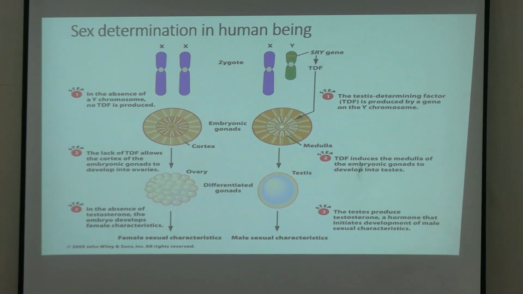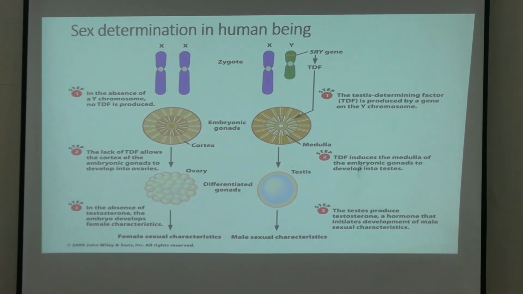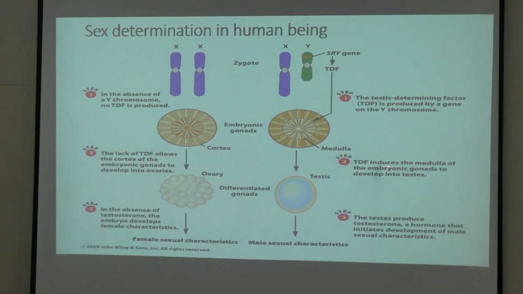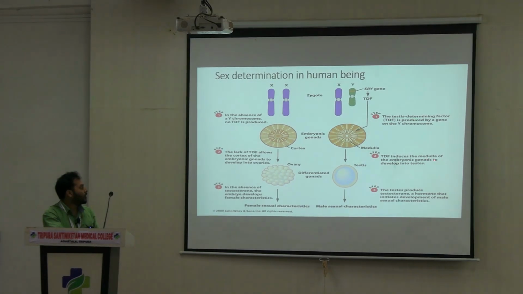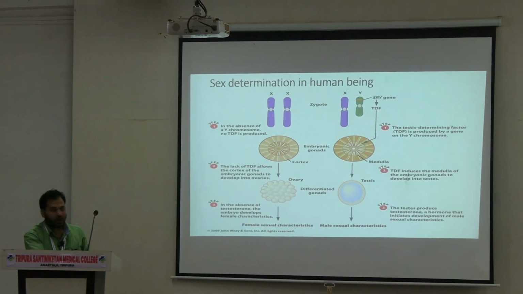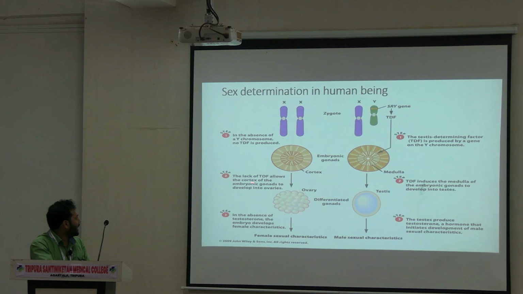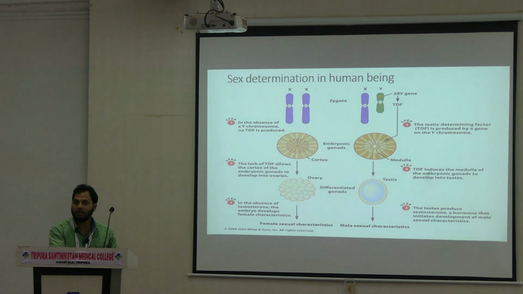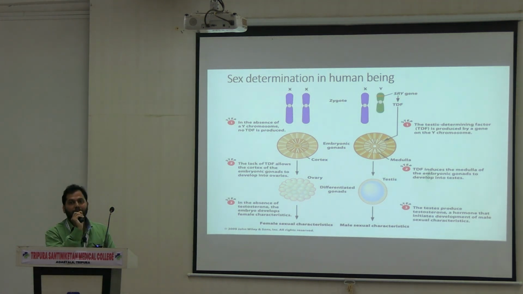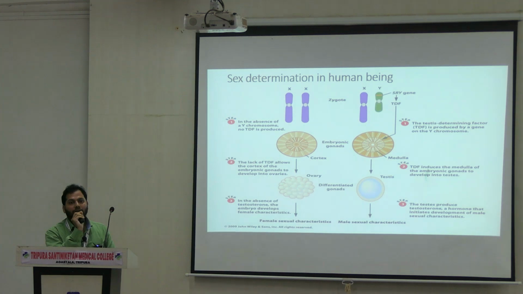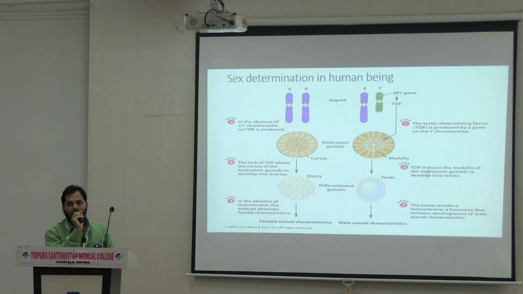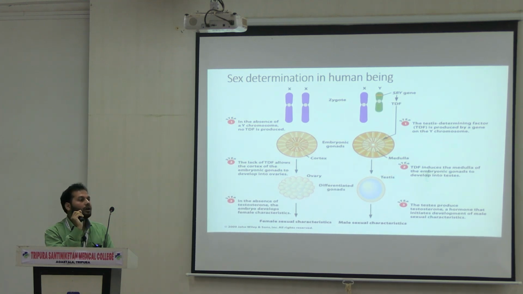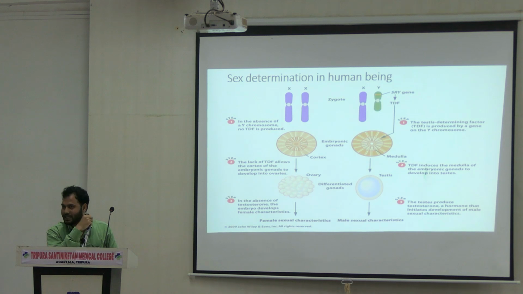The activity or functions of both the male and female pathways are influenced by TDF. You can see here, in the presence of TDF, TDF induces the medulla of the embryonic gonad to develop into the testis. Whereas the lack of TDF allows the cortex of the embryonic gonad to develop into ovaries. Right? That means TDF plays an important role. Here the development of the ovary takes place in the cortex area, while the medulla develops into the testis.